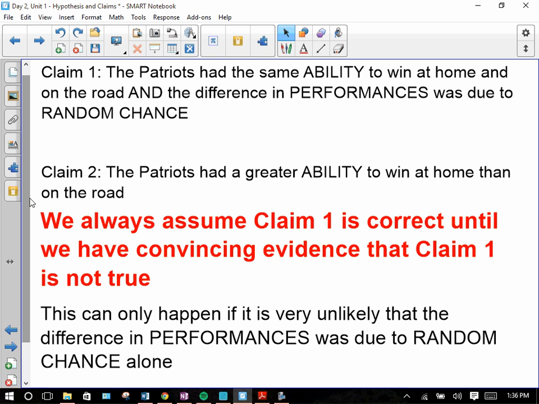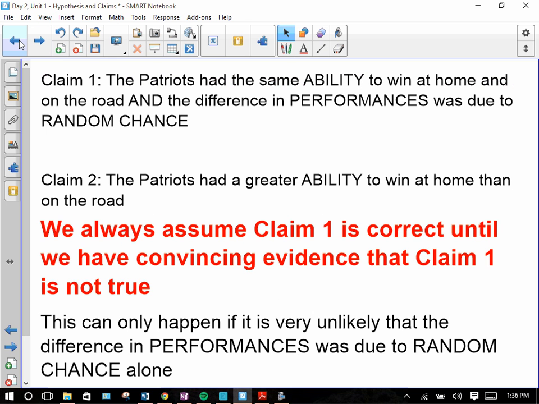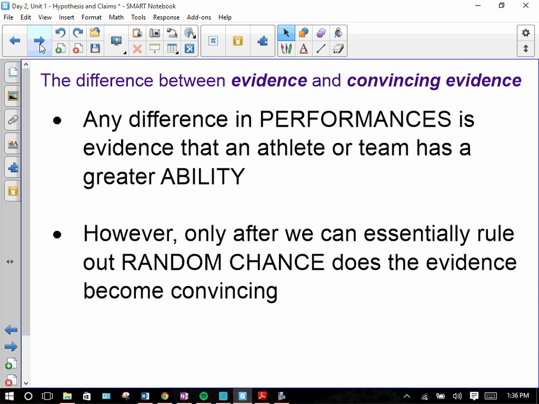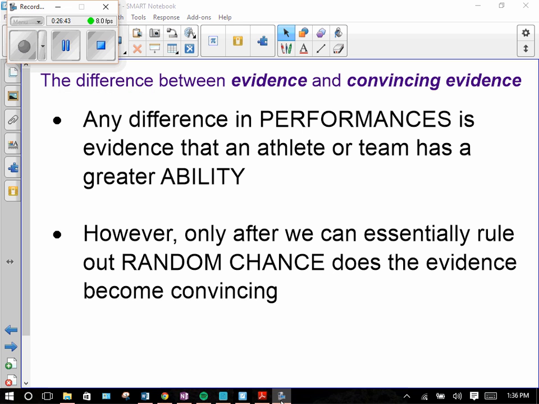Short page, and then it's going to have a long page follow that. We're actually getting close to the end. Is everyone done there? All right, so this is where you make that distinction between evidence and convincing evidence. This page says the difference between evidence and convincing evidence. I'm going to let you guys write this down.